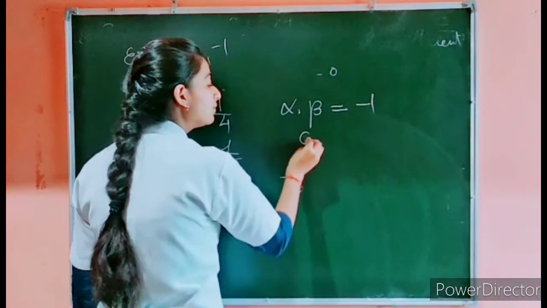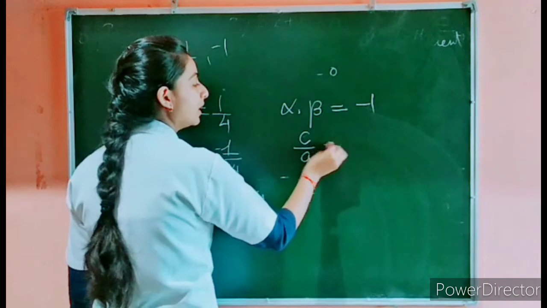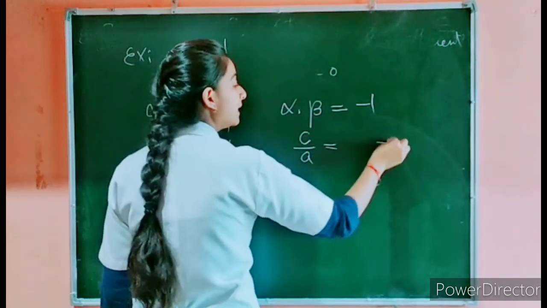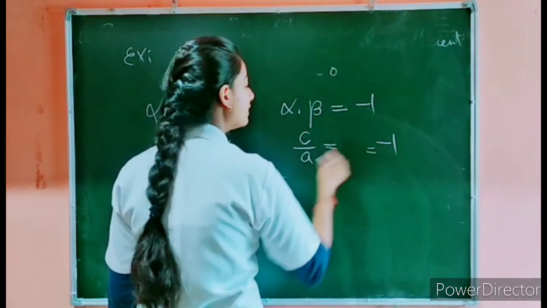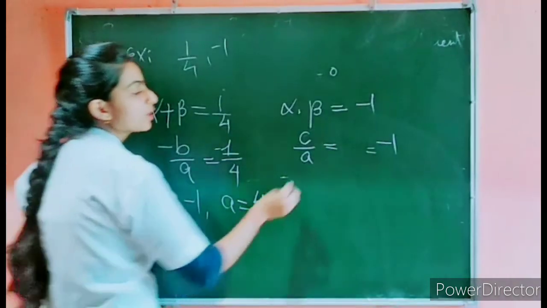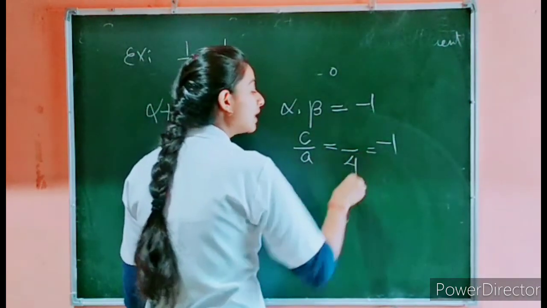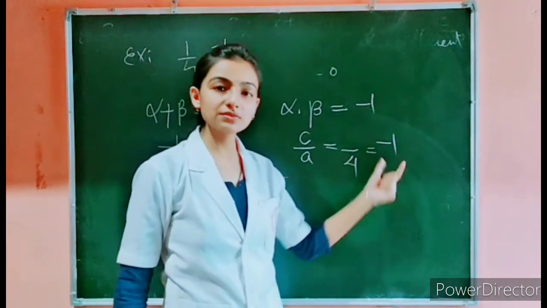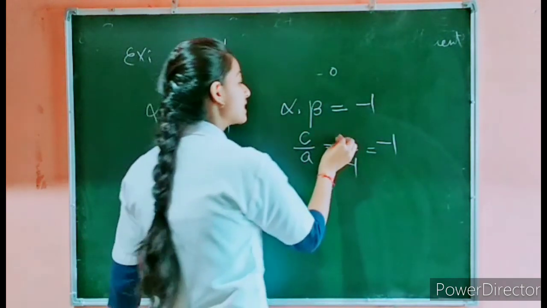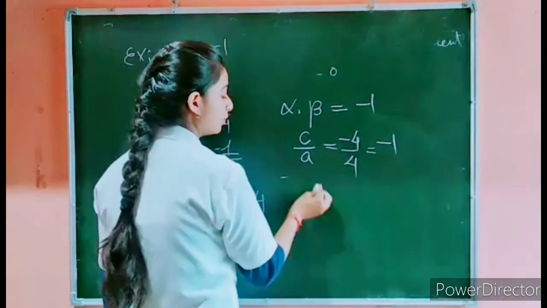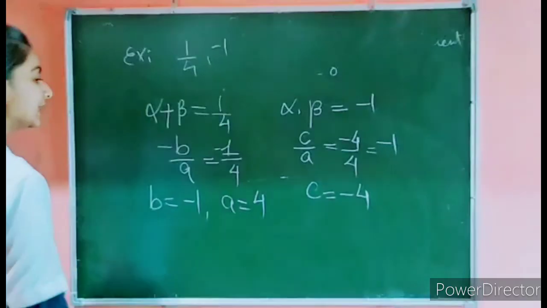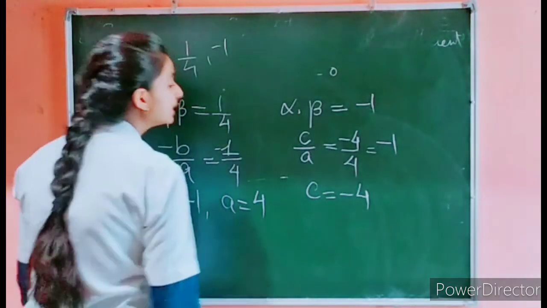Here alpha into beta is equal to c upon a, that is minus 1. But here we got the value of a is 4. Now we have to put some value for c so that we get minus 1. So we will put c is equal to minus 4. So the value of c will be minus 4. Now we get the value of a, b and c.